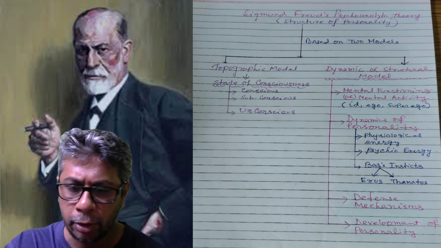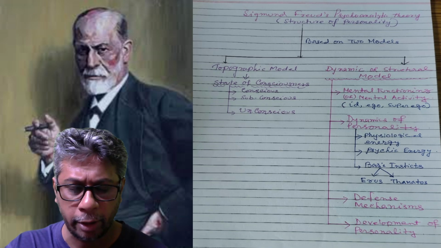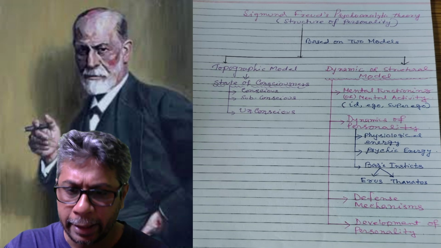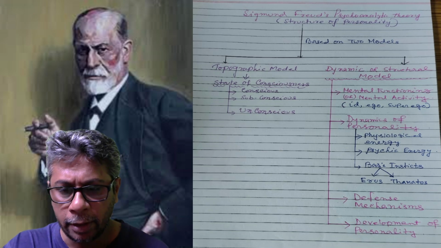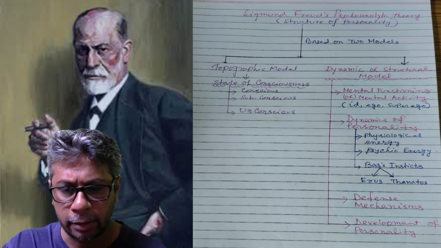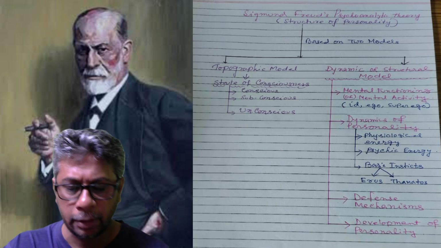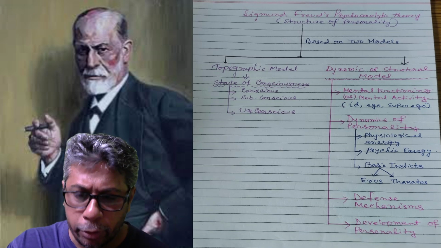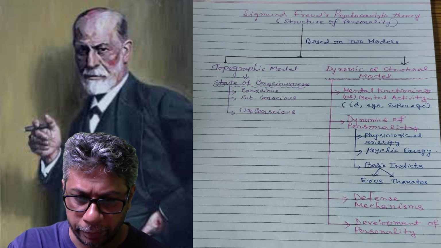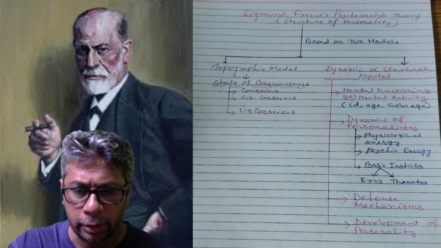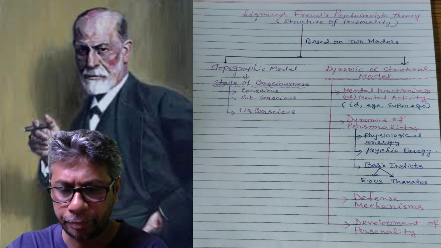Number one, physiological energy, the energy which helps us with physical movement. Number two, psychic energy, which is mental energy. Number three, basic instinct. The basic instinct is divided into two parts. Number one, eros. Number two, thanatos. Eros means love and desire, and thanatos is death and fear.